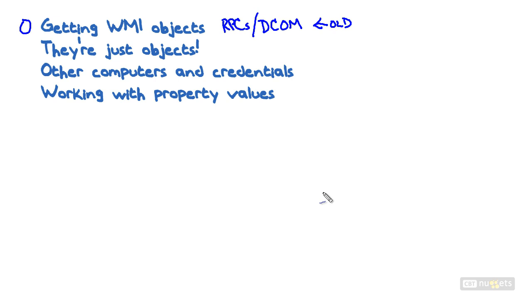And once you actually get the objects from the repository, they're just objects. I'm going to show you how you can work with them in PowerShell's pipeline, just like all the other objects you've been working with. I'll show you how to retrieve information from multiple computers and how to do so using alternate credentials. And there are some little tips and tricks about the values that show up inside a WMI object's properties. I'll give you some tips for working with those just to get you past a couple of the worst speed bumps.